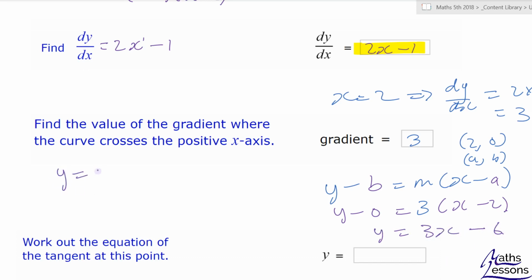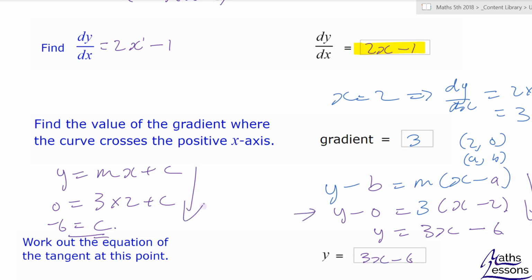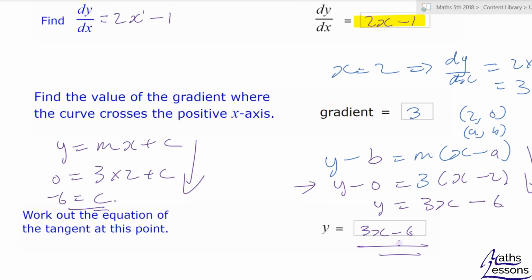If you use y equals mx plus c, you can find out the c by putting the y and x values in. So if the y value is 0, we know that m is equal to 3, we know x is equal to 2, and we can find c just by subtracting 6 from both sides. So you can choose either way. I just like this because it gets a lot faster. Straight away here you have an equation and you don't have to do any working. So there's the equation of your tangent at this point.